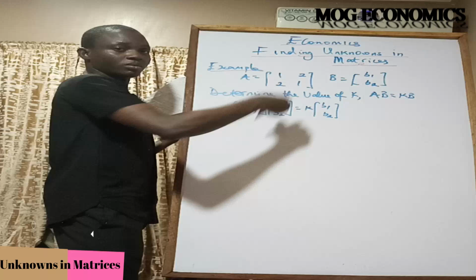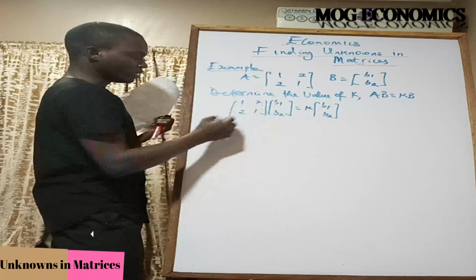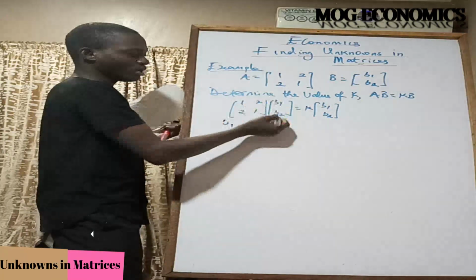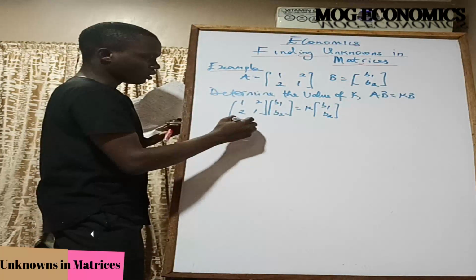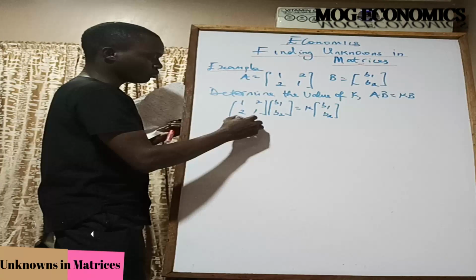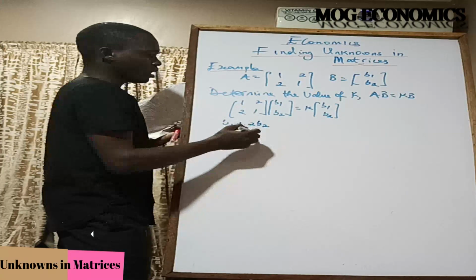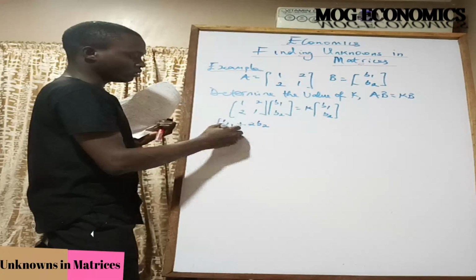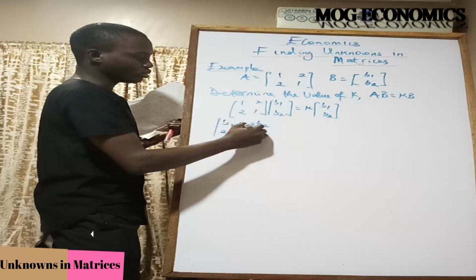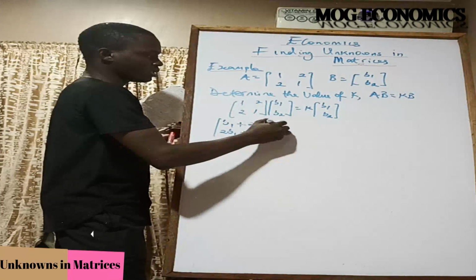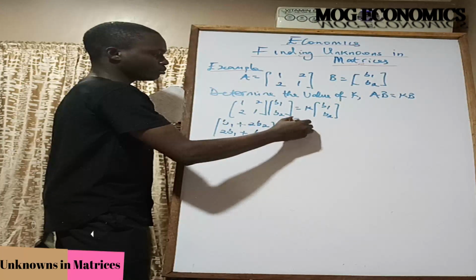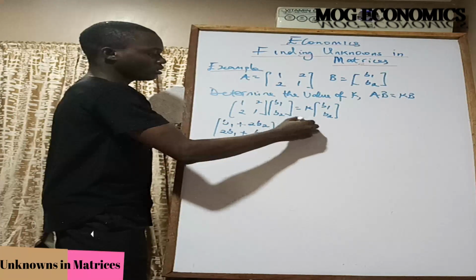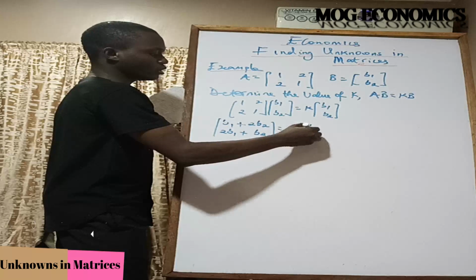Your row multiplies your column. One multiplied by one is one, which is still B1. Then two multiplied by B2. So we have B1 plus 2B2 in your matrix. Then two multiplied by B1, so you have 2B1 plus one multiplied by B2, which is B2. This equals K, so let me multiply this out. I have KB1 and KB2.